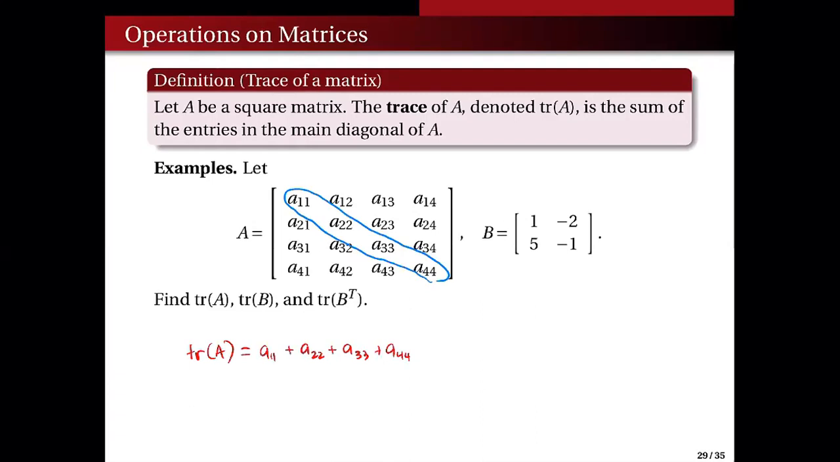Trace of B. This is your matrix B, which is 2 by 2, and this is the main diagonal. So the trace of B is just 1 plus negative 1, and this is equal to 0.